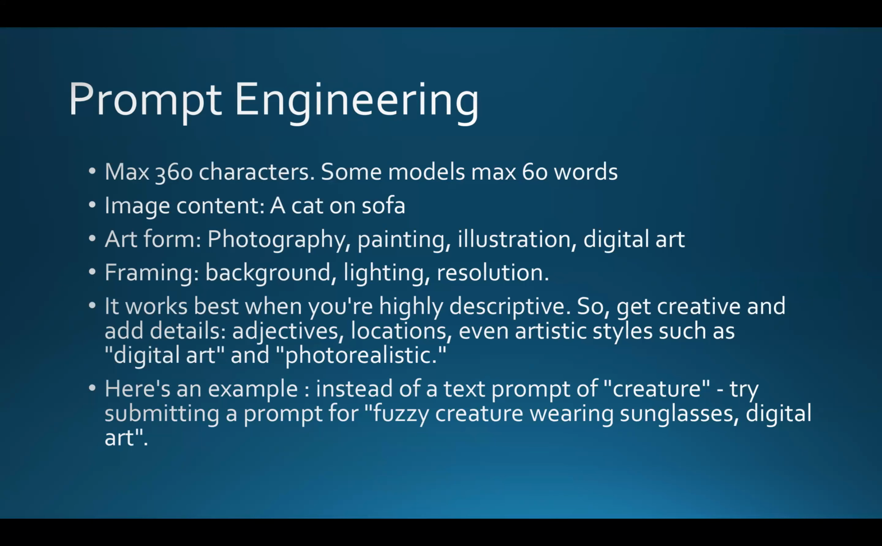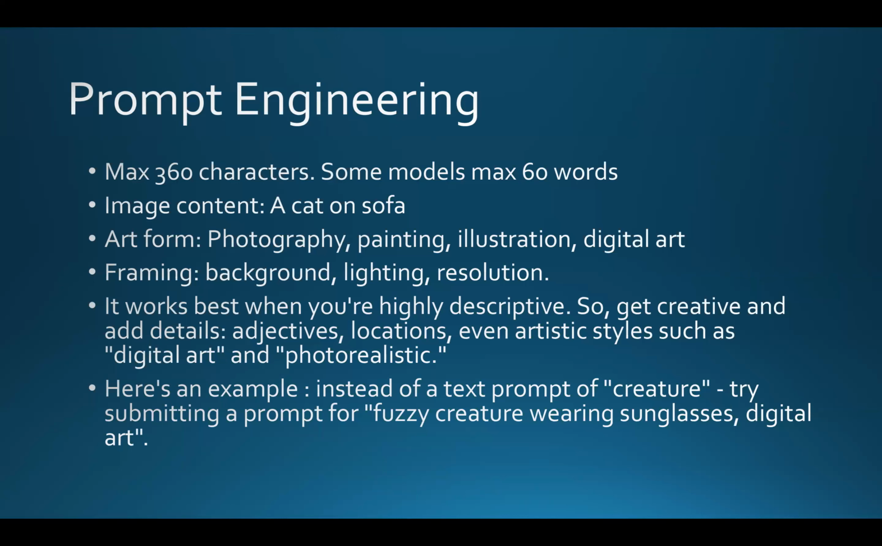There are some things in AI art where you can give better prompts. The first thing is you should have a minimal number of words. Don't give like 1,000 words. Give a minimal number of words, and it should contain the image content. What is the content of the image? For example, let's say cat on sofa. This is the content. The next one is art form. Is it photography, an oil painting, or digital art? What kind of art form do you need? If you give that, then it becomes a little more realistic.